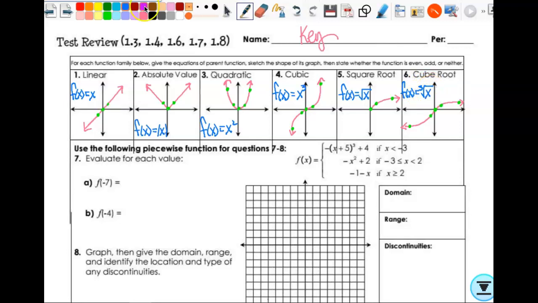All right, so then I also have to state whether it's even, odd, or neither. So linear is odd because it has origin symmetry. Absolute value is even because it's symmetric with the y-axis. Quadratic is even because it's symmetric with the y-axis. Cubic is odd because it has origin symmetry. Square root of x is neither because it has neither. And then cube root is odd because it has origin symmetry.